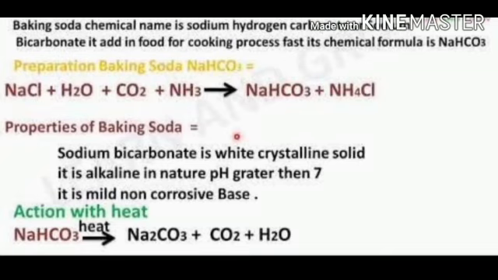Let us now see the properties of baking soda. Sodium bicarbonate is a white crystalline solid. It is alkaline in nature, having a pH more than 7, and it is a mild non-corrosive base. Another property: when sodium bicarbonate is heated, it gives sodium carbonate, which is commonly called washing soda.